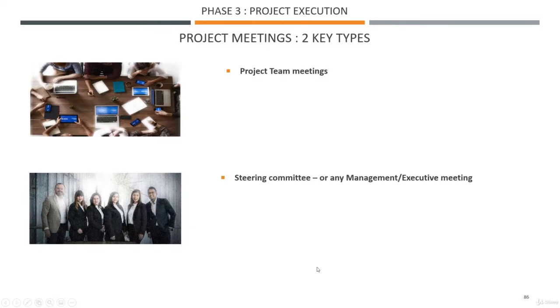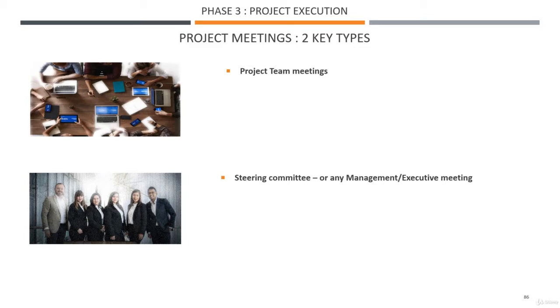So as I mentioned already, there are two types of meetings. The project team meetings that you have with your team, this is the one that you are chairing. You invite all your team members and you chair the meeting, and you have the agenda and you will have minutes. And steering committee or any management executive meetings, these ones you don't really chair, usually you are just a participant in this meeting. So let's take them one by one.